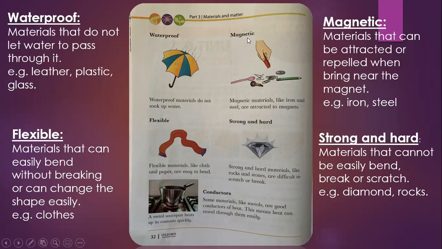Then the type of material, magnetic. What is the property of magnetic materials? Materials that can be attracted or repelled when brought near a magnet. Look at this picture. He's holding a magnet and bringing it near different materials. If it attracts, meaning if it moves towards the magnet, then it is magnetic. And if it does not, then it is non-magnetic.